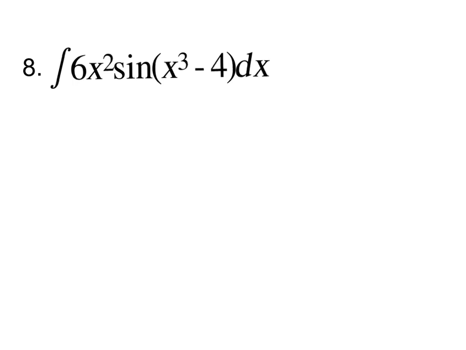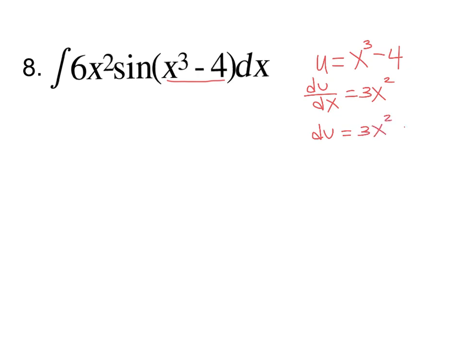So u is pretty much always the inside function, right? Because this is based on a chain rule. So my u is my inside. The inside here is x cubed minus 4. Take the derivative of both sides. du dx equals 3x squared. Multiply by dx on both sides. And divide.